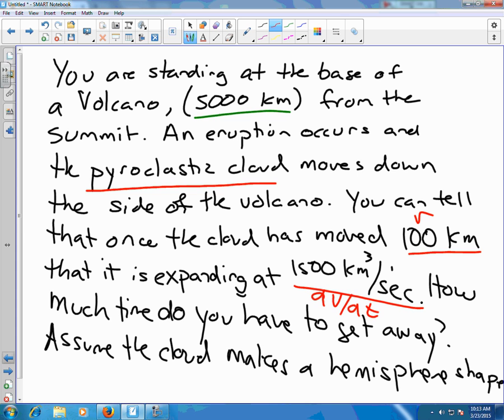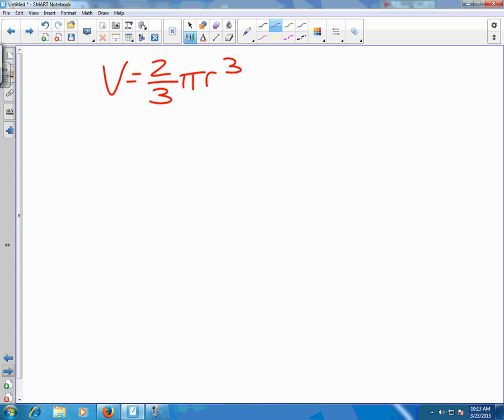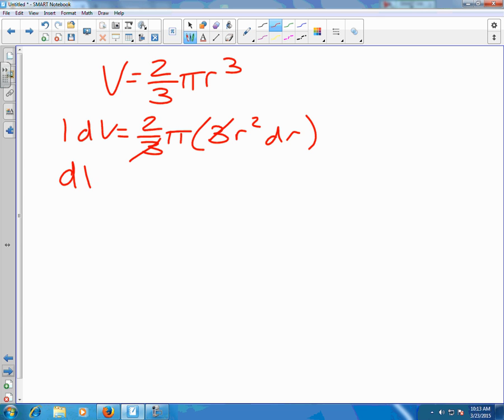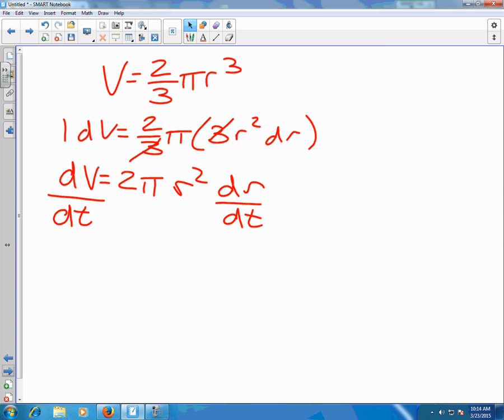So let's go back to our formula. Just like we did before, we're going to take the implicit derivative. dV equals 2/3 pi times 3 r squared dr. Again, the 3's will cancel. You're left with dV equals 2 pi r squared times dr. Divide both sides by dt. We're trying to figure out how much time we have to get away, and we know how the volume is changing.